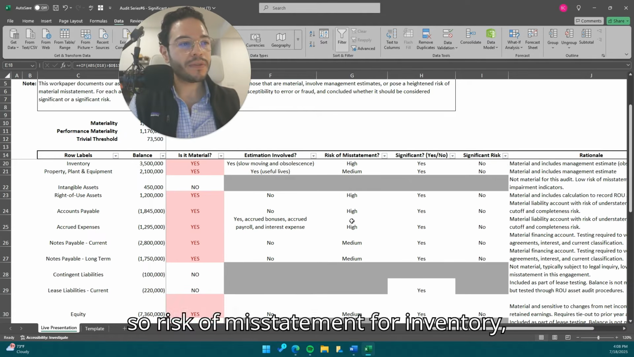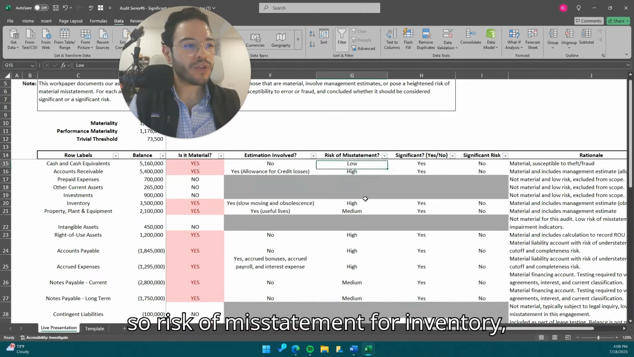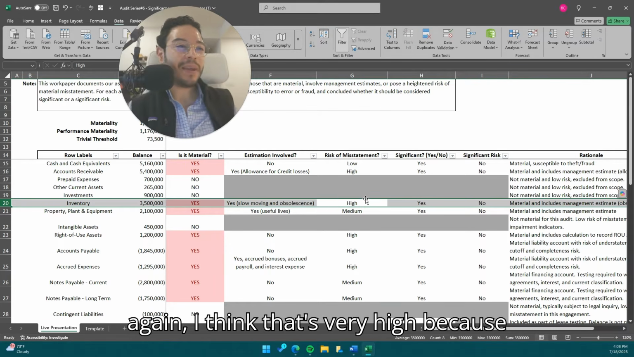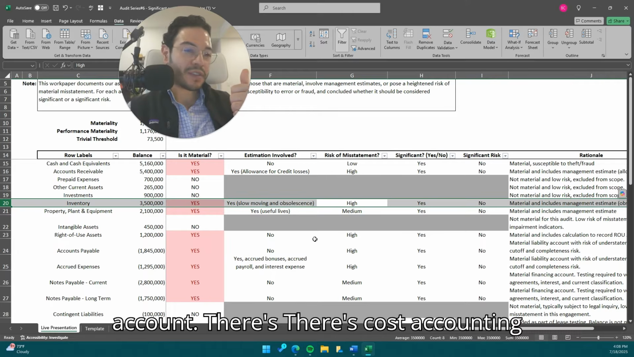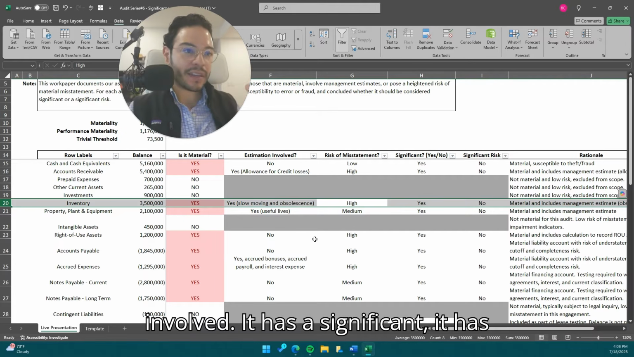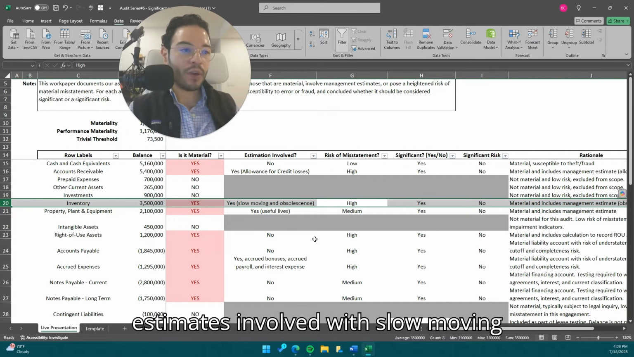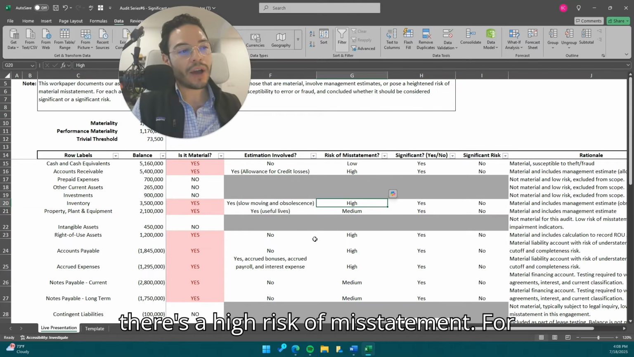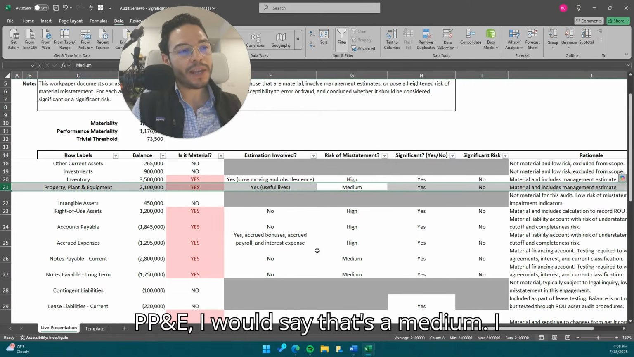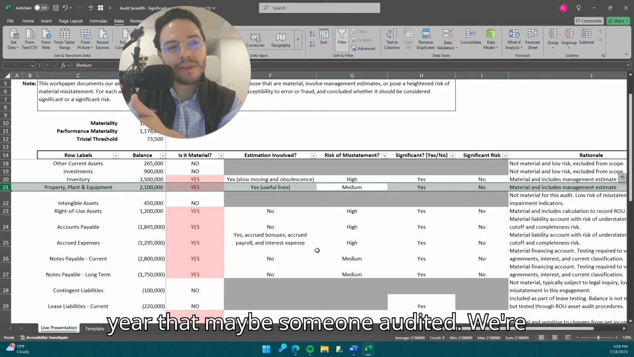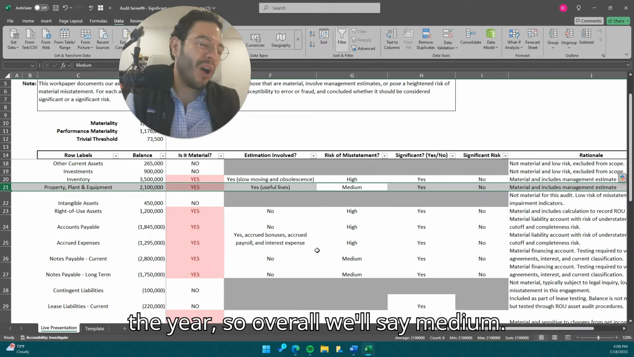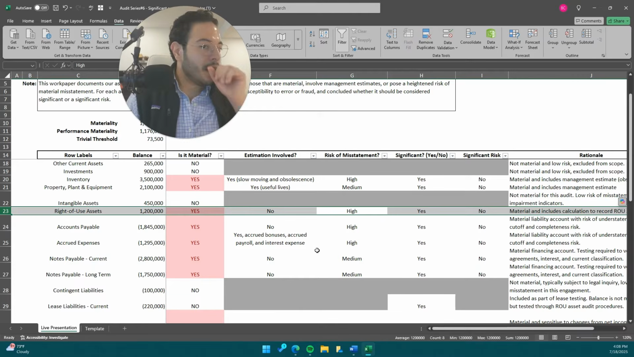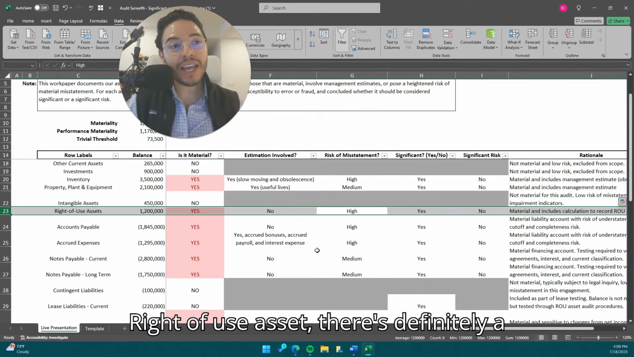So going back here, risk of misstatement for inventory, again, I think that's very high because inventory is a material account. There's cost accounting involved. It has estimates involved with slow moving inventory. So I would definitely say there's a high risk of misstatement. For PP&E, I would say that's medium. I mean, look, we have our PP&E from last year that maybe someone audited. We're going to look at additions, disposals during the year. So overall, I would say medium. Right of use asset, there's definitely a calculation involved.